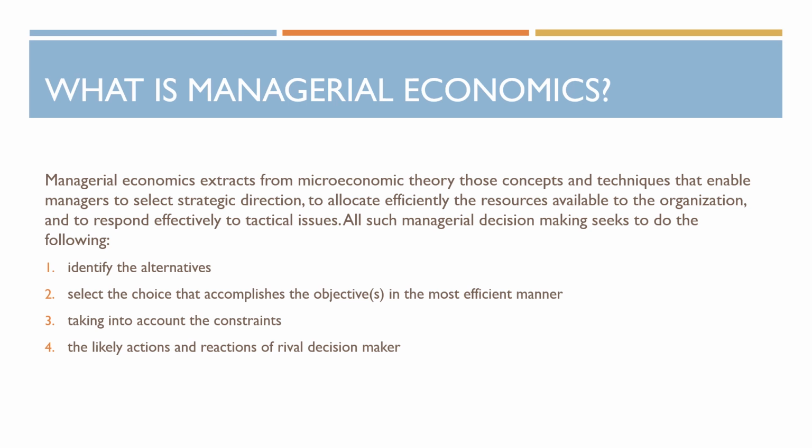Number three, we take into account the constraints. Every company or organization faces constraints in many different ways. It could be time, it could be human resources, sometimes it could simply be capital. And number four, we also want to think about the likely actions and reactions of rival decision makers. It's often the case that companies are competing with other companies as well, so their rivals may react or respond to what you decide to do in the market.